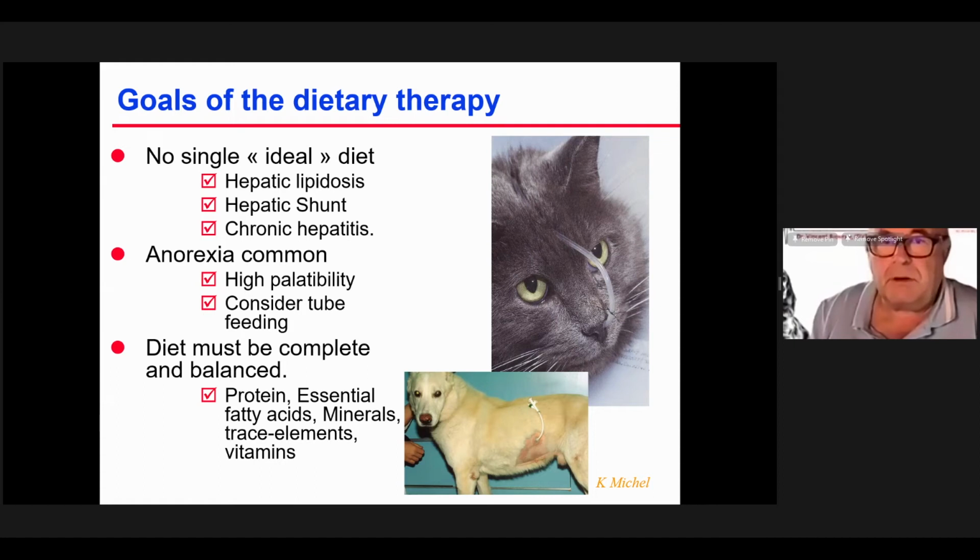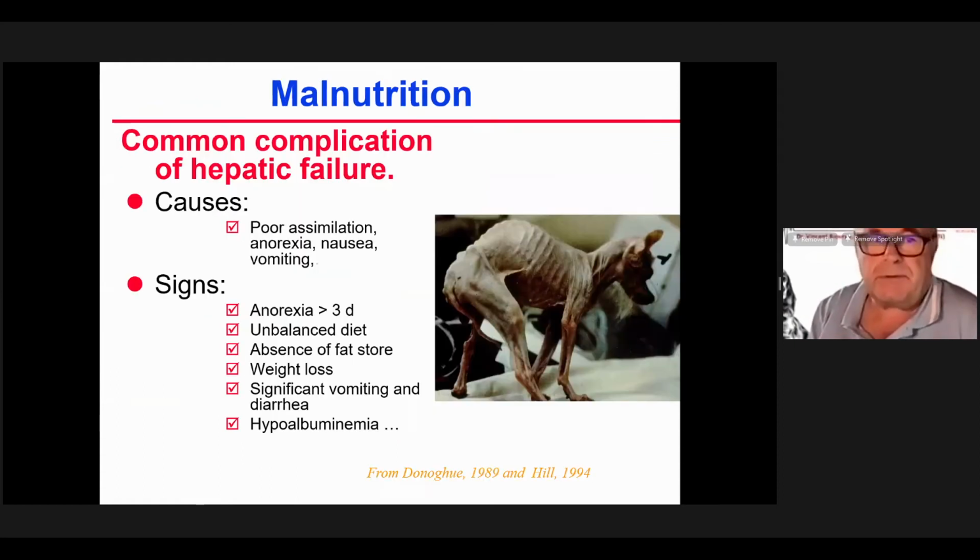Okay, now malnutrition. Malnutrition is quite a common complication of patients with liver disease, especially when you advance in the disease. It's easy to understand why, because those animals have a poor assimilation of their nutrients, because those animals are suffering from anorexia, they don't want to eat, because those animals are suffering from nausea and vomiting, and when you're nauseated, when you vomit, you're not really hungry.